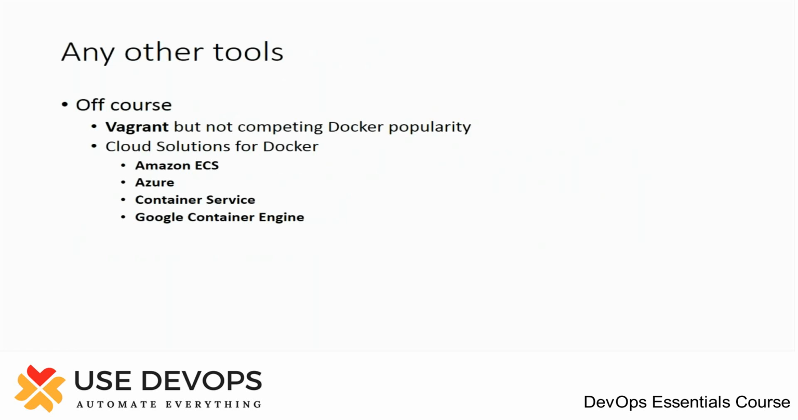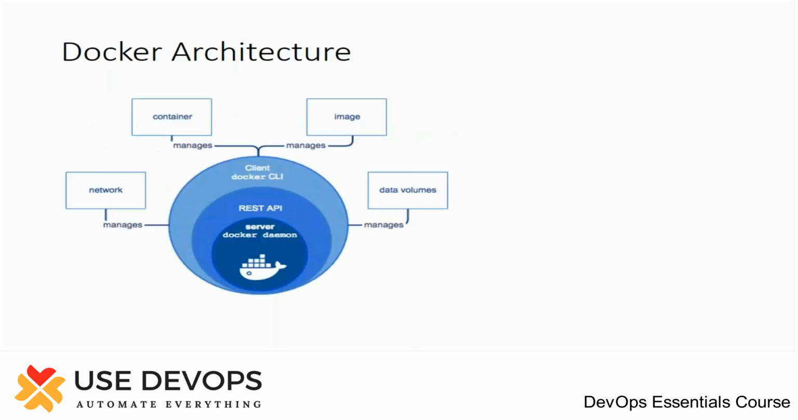And the cloud solutions for Docker, Amazon ECS, Azure Container Services, and Google Container Engine, all run Docker only. As a containerization tool, they manage Docker, and Kubernetes also we will see. In our course, we will see how Kubernetes manages Docker, and in AWS, how we manage our images, the Docker and containerization parts. So that part also we will see.